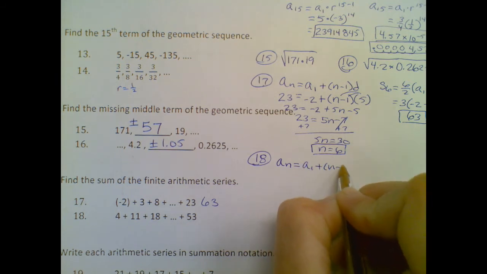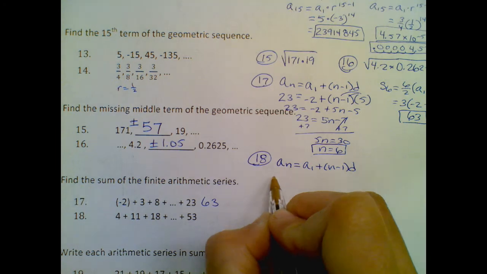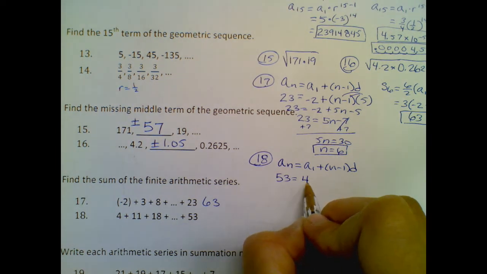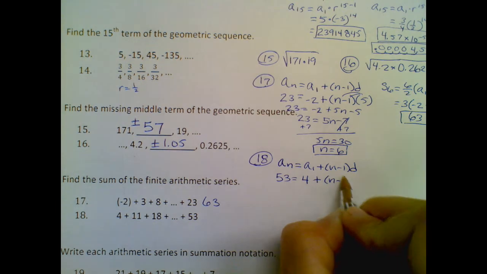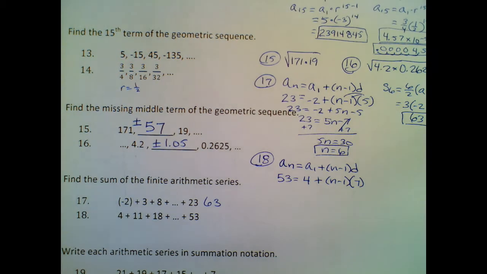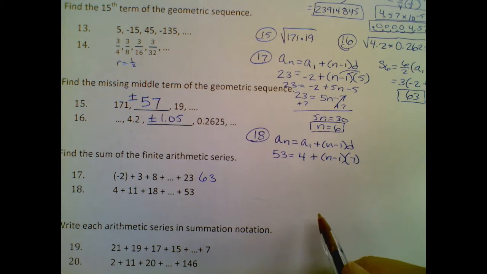So our equation, again, let me write it down. Our a sub n, we're going to plug in the last term because we want to know what term number that is. Our first term is 4. Our n, we don't know. And our common difference, we are adding 7 each time. So we put a positive 7. So then we're going to go through and solve for this.